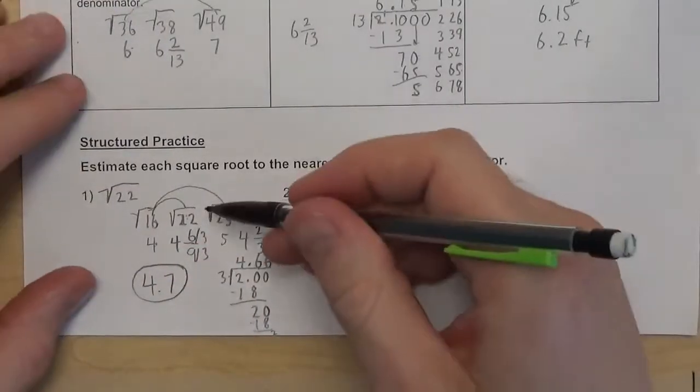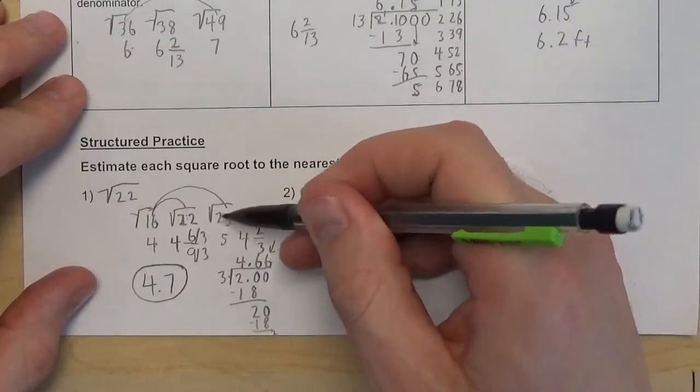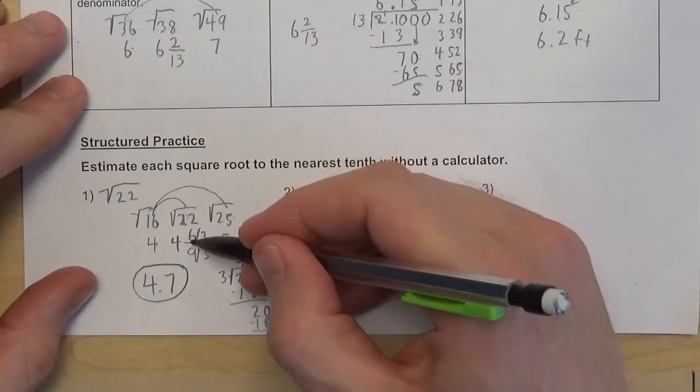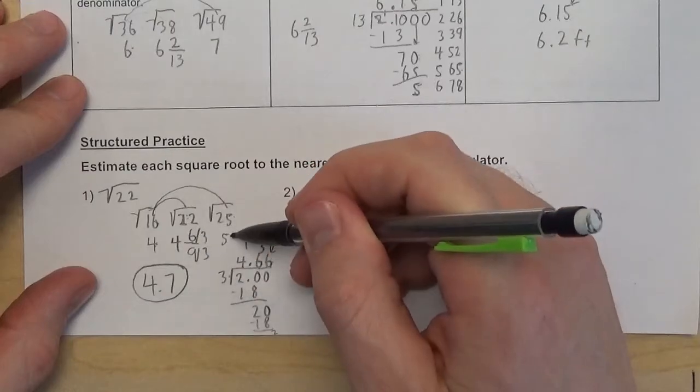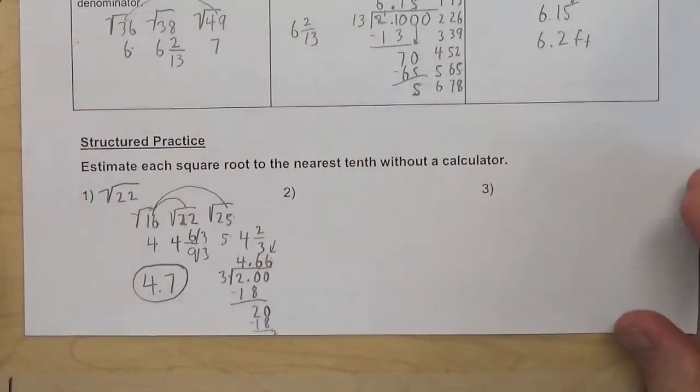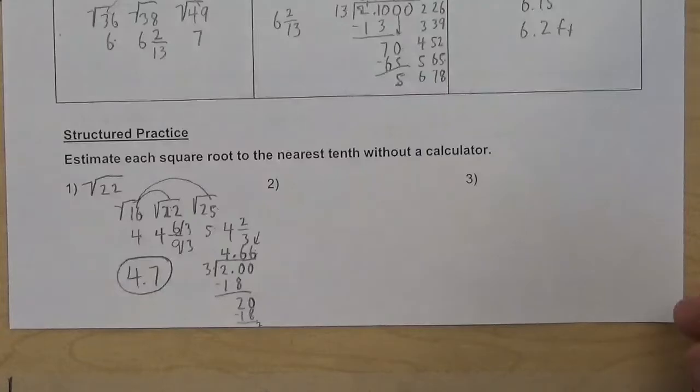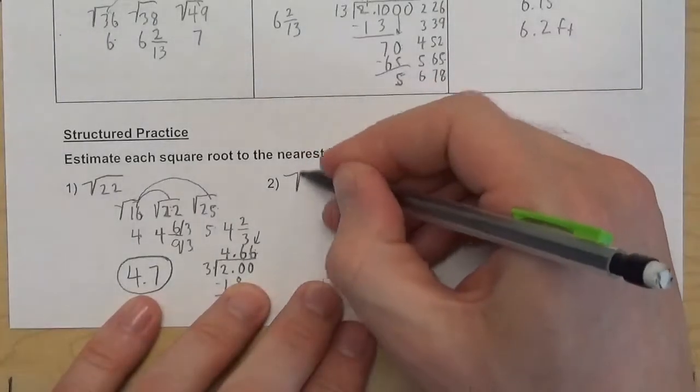That makes sense because 22 is closer to 25 than to 16. So if you take the square root of it, it's going to be closer to 5 than it is to 4. Let's do one more, and then we'll do some more practice in class. The square root of 42.